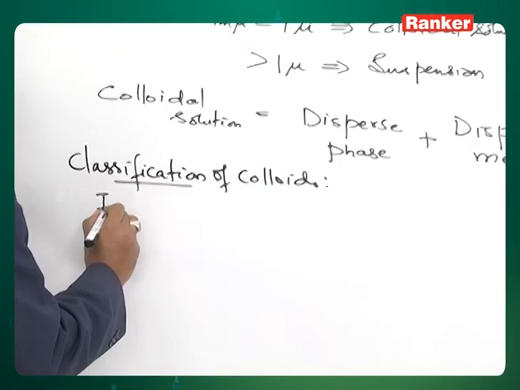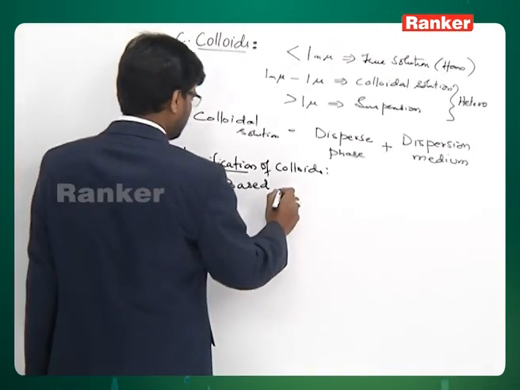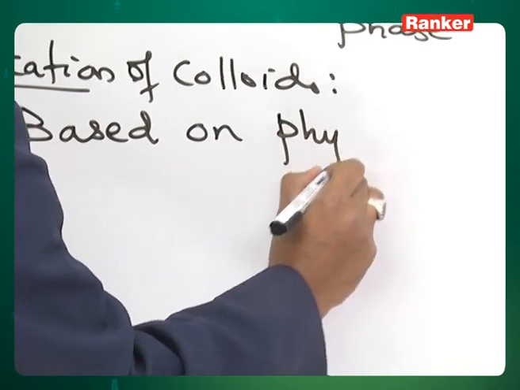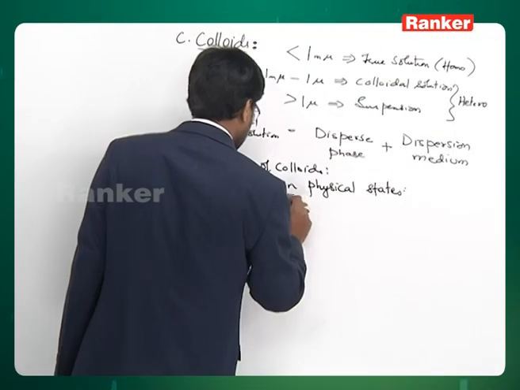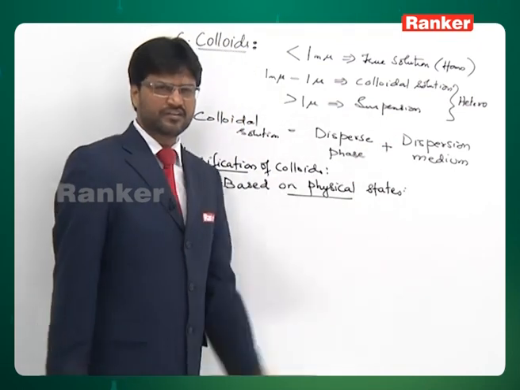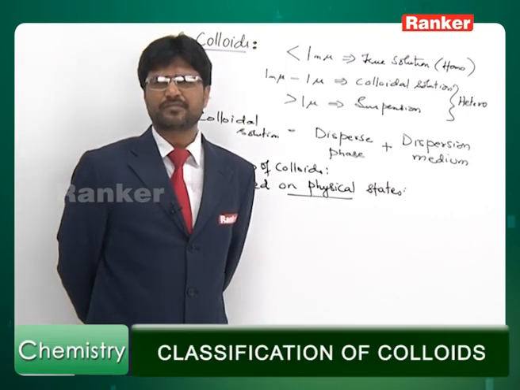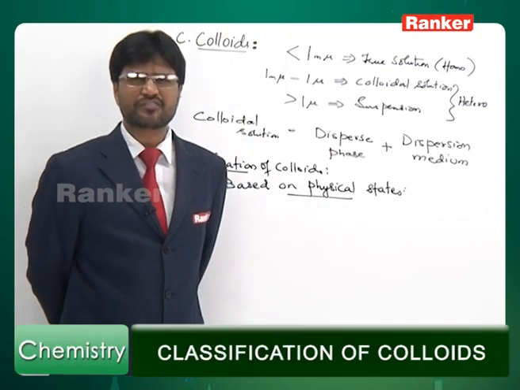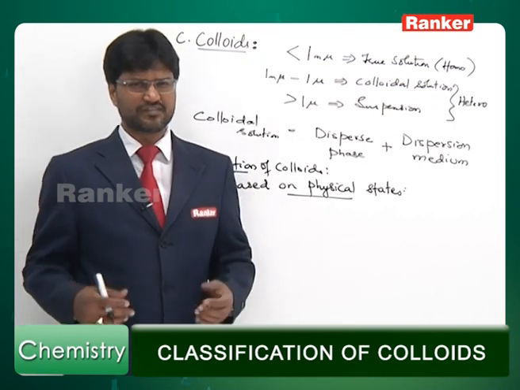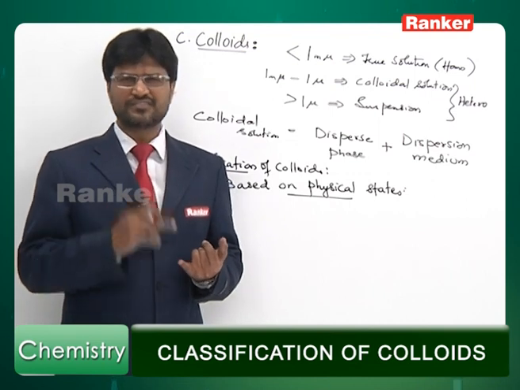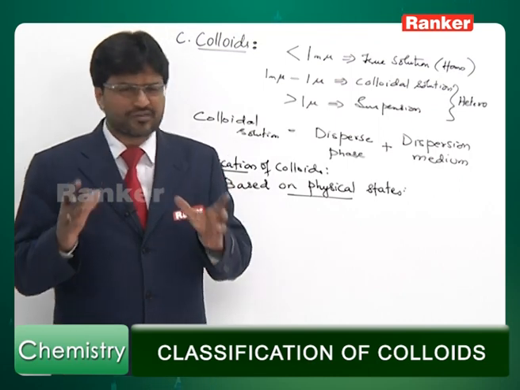Number one, classification based on physical states of disperse phase and dispersion medium. The disperse phase may be a solid, liquid or gas. Dispersion medium also may be a solid, liquid or gas. Based on this, you can think of how many possibilities? You can think of 9 possibilities. Solid in solid, liquid in solid, gas in solid, then you have solid in liquid, gas in liquid, liquid in liquid. So, in this way you can have 9 possibilities.